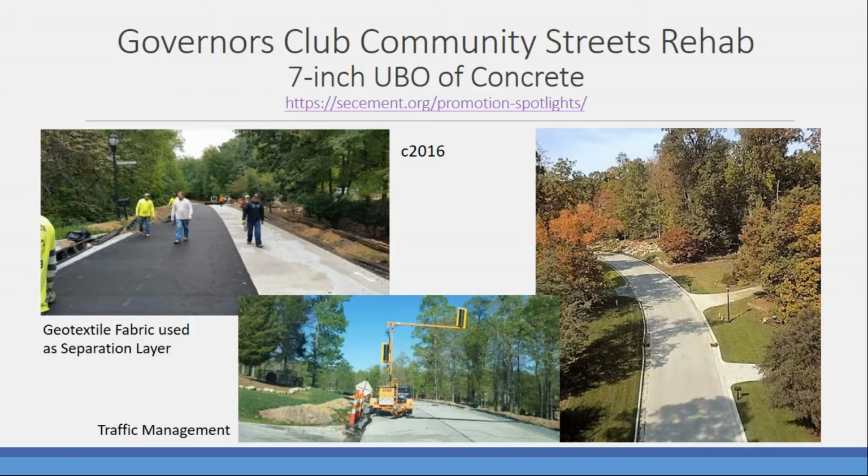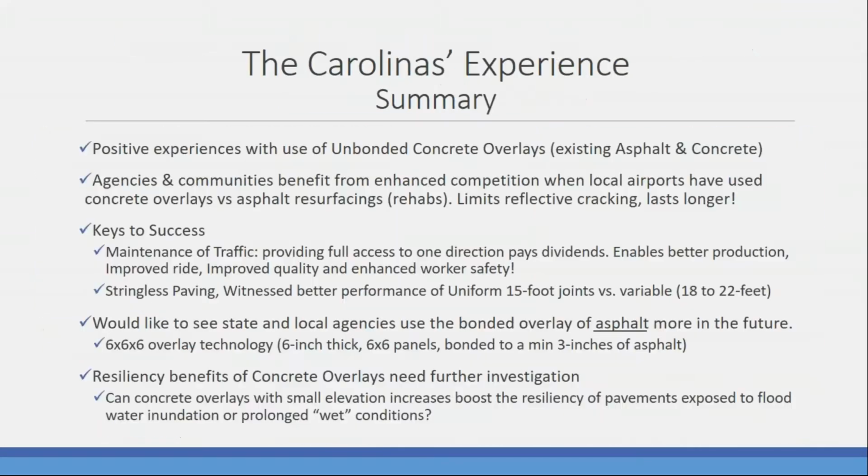In many places, they were able to pave 24-foot wide and plan to continue to do that where they can, again, have the place to move the traffic off. So this was, again, another example of unbonded overlay of concrete, and a spotlight is on that website.